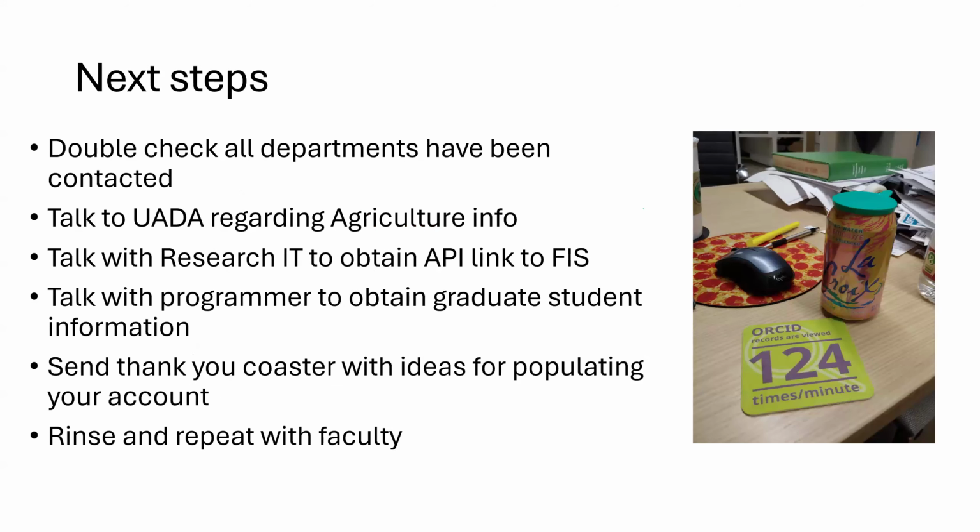I did miss one department, so I will be sending information to those contacts. Next week I'm talking with the University of Arkansas Division of Agriculture to get agriculture information in so I could do the agriculture college. I'm going to be talking with Research IT to obtain an API link to the faculty information system, because I've been trying to say we were going to do that for the faculty who are getting ORCID, so they won't have to constantly add to their resumes.